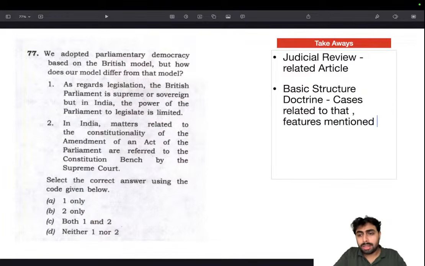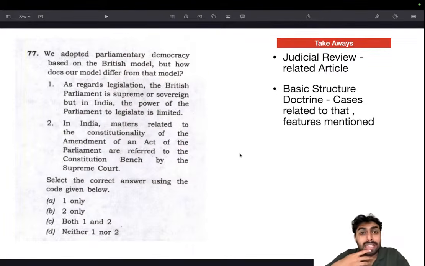For example, secularism, federalism, those are all part of the basic structure doctrine. And cases like the Kesavananda Bharati case, Minerva Mills case, and in the latest one, the IR Coelho case, they have all got some sort of mention of the basic structure doctrine. So you need to know about that. Features mentioned, which all features are there? Also, you need to have an idea whether this basic structure doctrine is very much codified. Is it very explicit or not? No, it's not very explicit.